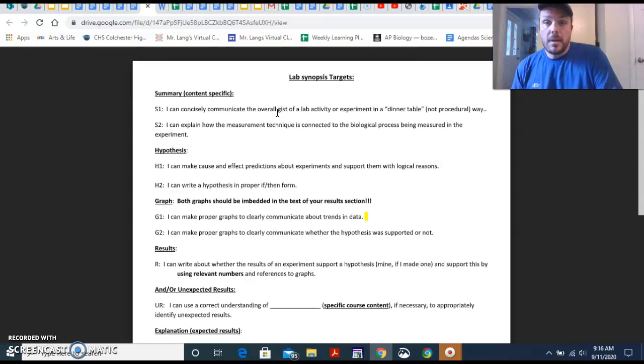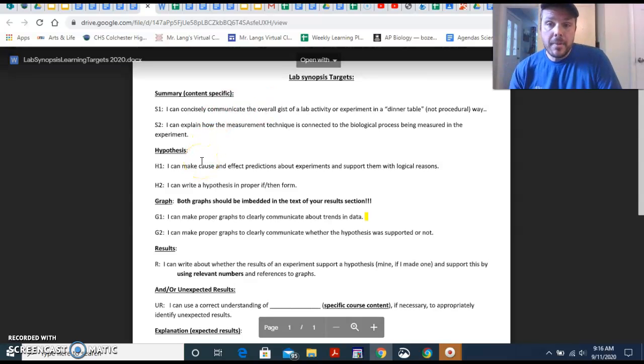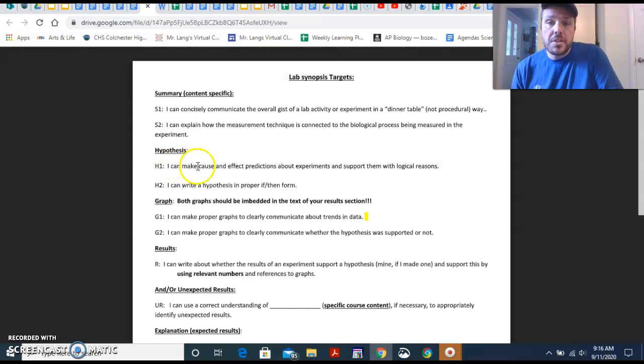I'm going to move on to hypothesis now. For this lab, we are going to focus on having a null and an alternative hypothesis. I don't care what form you put them in. The if-then piece and the cause and effect predictions are not as important for this lab. What I want you to do is state your null hypothesis, and state an alternative hypothesis, and why scientifically you assume that that alternative hypothesis is valid.